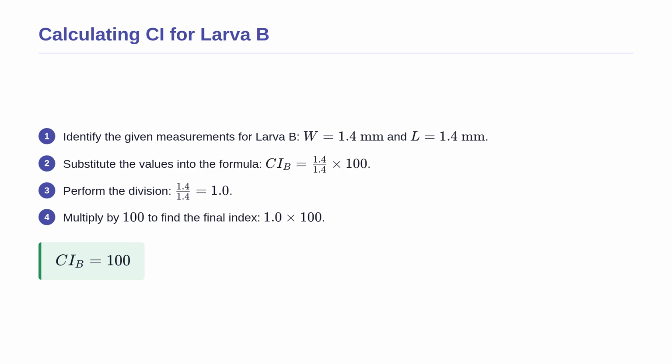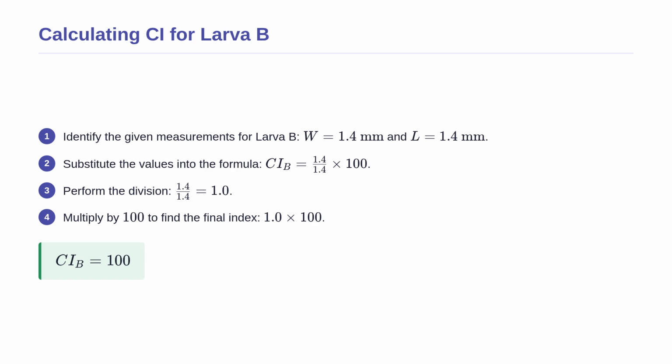Following our analysis of the first specimen, let us calculate the index for the second potential vector, larva B. We are given that larva B has a head width of 1.4 millimeters and a head length of 1.4 millimeters. Again, we substitute these values into our formula. Notice that the measurements are identical for both dimensions. Dividing 1.4 by 1.4 yields exactly 1.0. Multiplying by 100 gives us a cephalic index of 100.